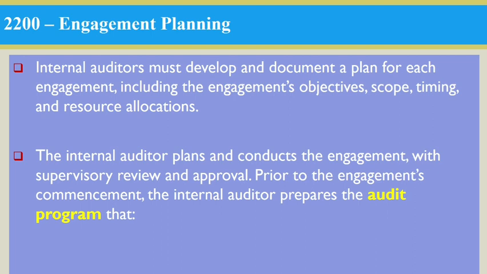The internal auditors plan and conduct the engagement with supervisory review and approval. So the planning phase must be reviewed and approved by the supervisor or the chief audit executive. Prior to starting the engagement, internal auditors prepare the audit program. So what does it mean, audit program? And what are the main components of the auditing program?